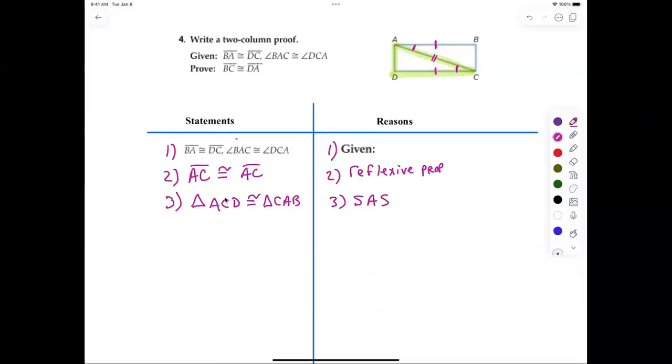How is that not given? I don't know what you mean. How is that not given? What is given? Because BAC is angles.